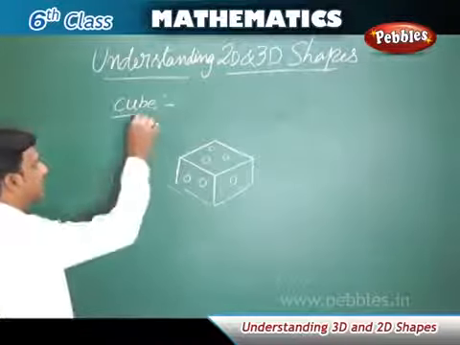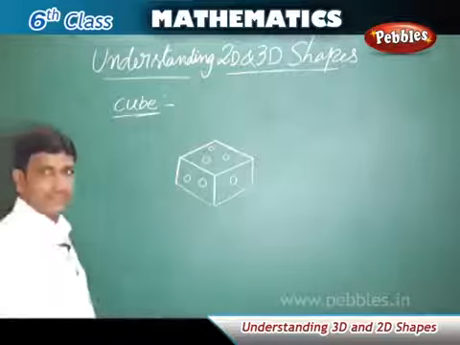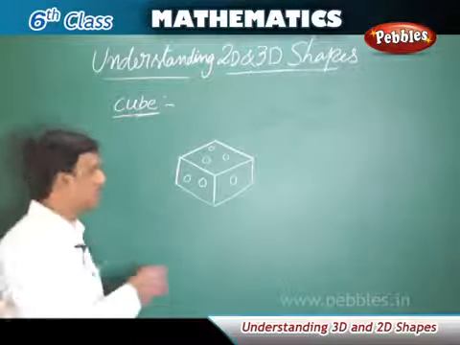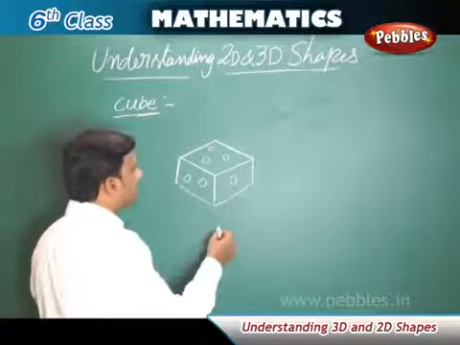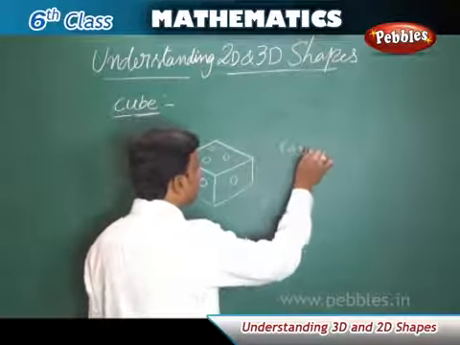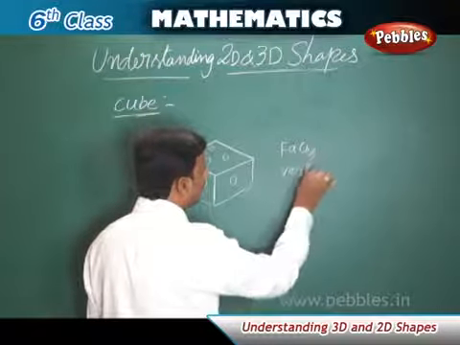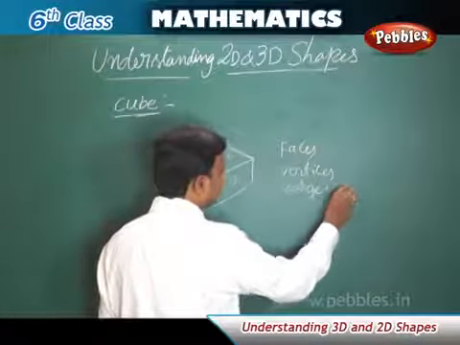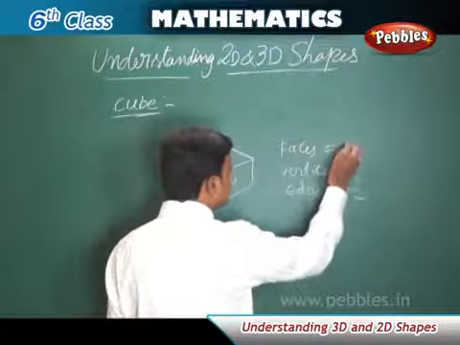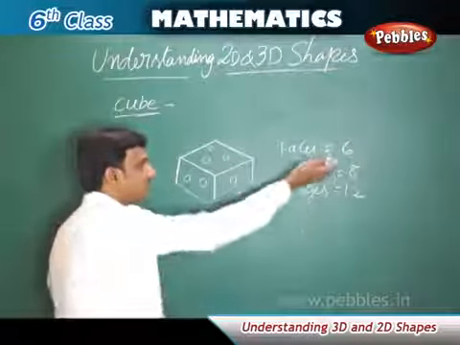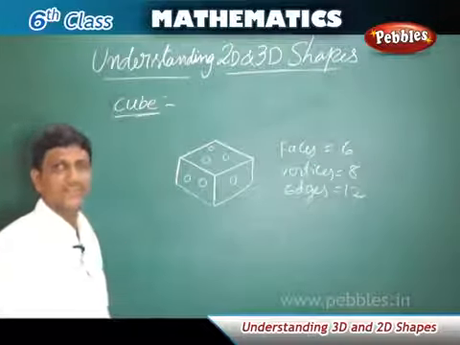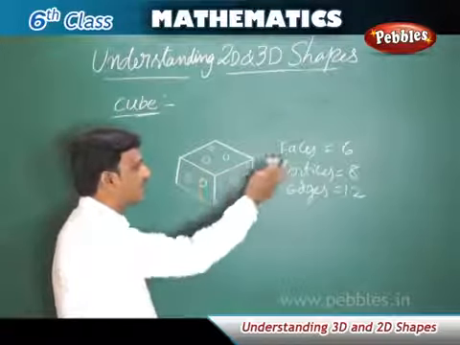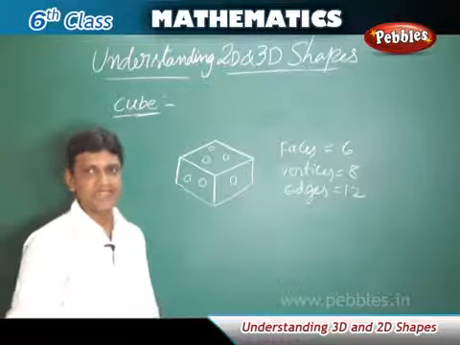Now let us learn about another 3D shape, the cube. The dice is in the shape of a cube. The cube is also a 3D shape which has the same number of faces, vertices and edges just like a cuboid: 12 edges, 8 vertices and 6 faces. Both the cuboid and cube have the same number of faces, vertices and edges.